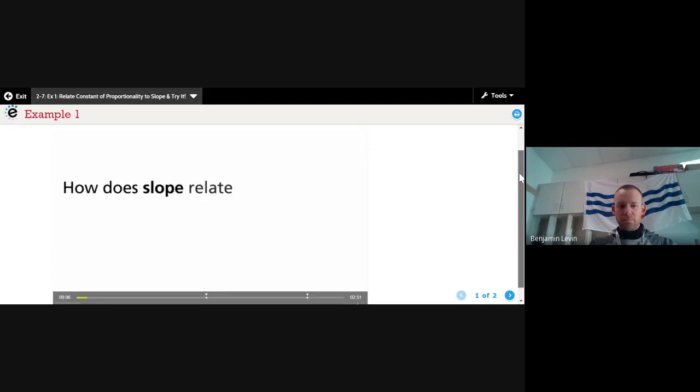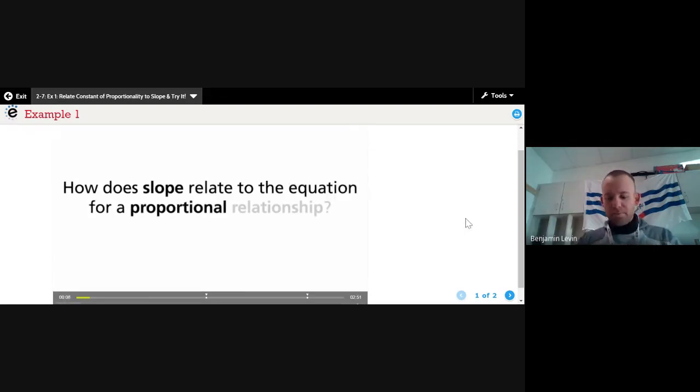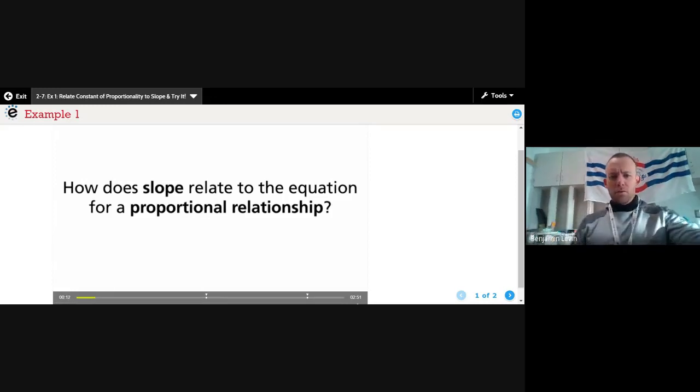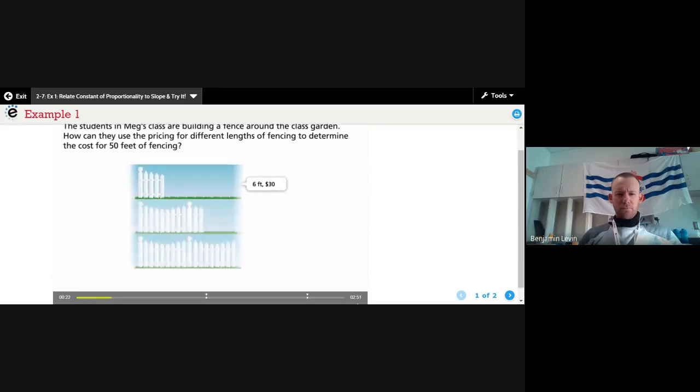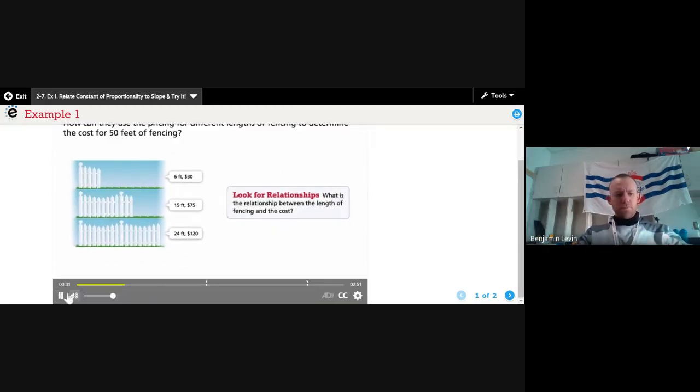How does slope relate to the equation for a proportional relationship? Think about this question during the lesson. The students in Meg's class are building a fence around the class garden. How can they use the pricing for different lengths of fencing to determine the cost for 50 feet of fencing? We need to start by looking for a relationship. What is the relationship between the length?